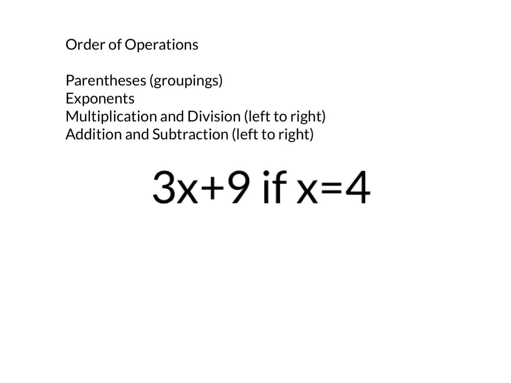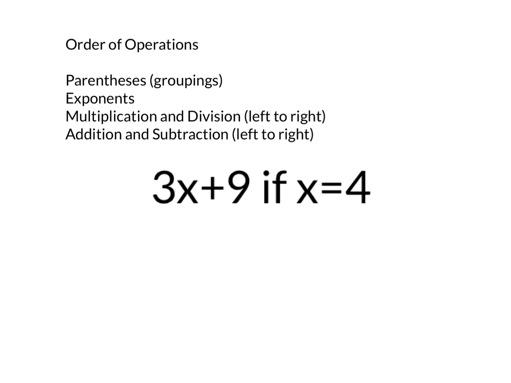We're going to talk about solving two-step equations. And first, to do that, we're going to talk about the order of operations because they're very connected. So first, if I have this expression, 3x plus 9, I don't have an equal sign with that, so it's not an equation, it's an expression. So I want to evaluate 3x plus 9 if x equals 4.